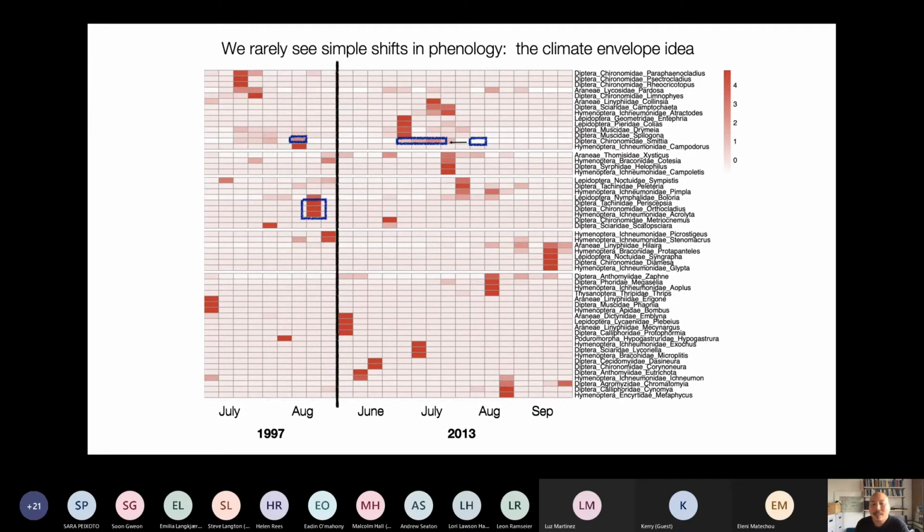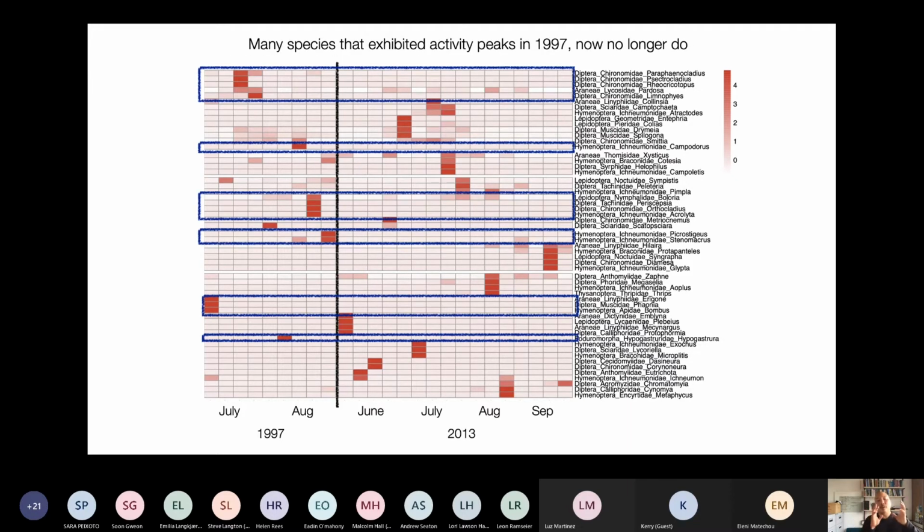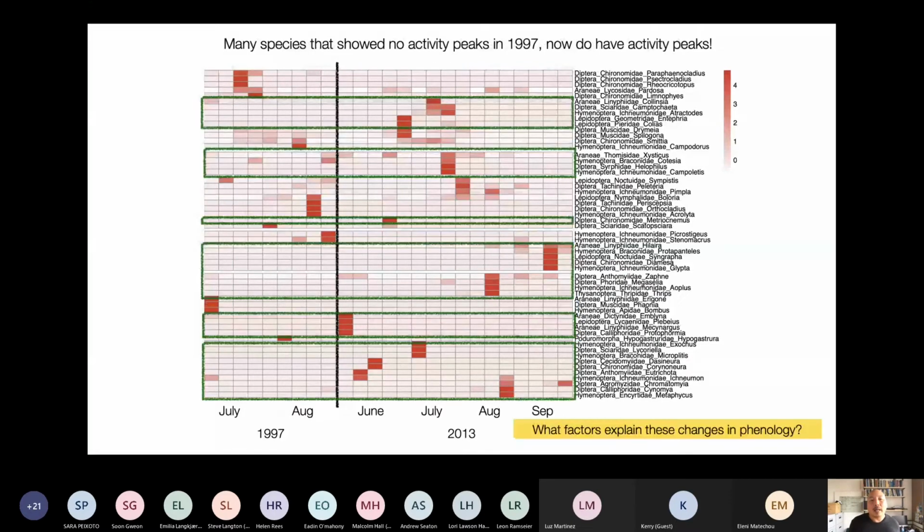But it's not actually that easy to find something like that. So here are 3 more species active in August and nothing, right? They're not active in August, they're not active earlier. Like there's a whole bunch of species that showed an activity peak at some point in 1997, and then you look in 2013 and there isn't one, right? So they just disappeared or became very, very rare. And there's a whole bunch of species that didn't show activity peaks in 1997 and do show them in 2013, so they became abundant. So this is not so obviously easily explained by just temperature changing, right?